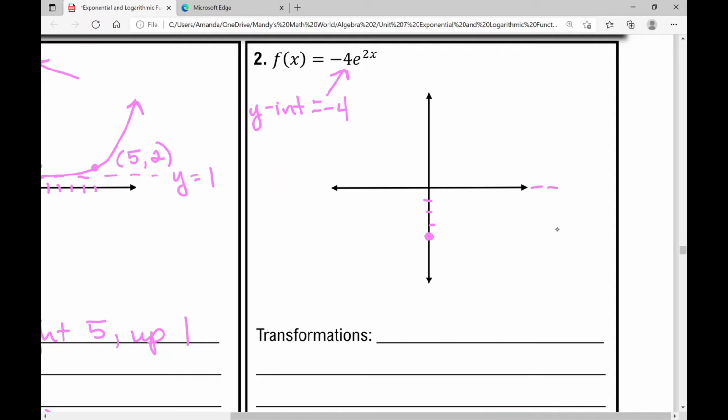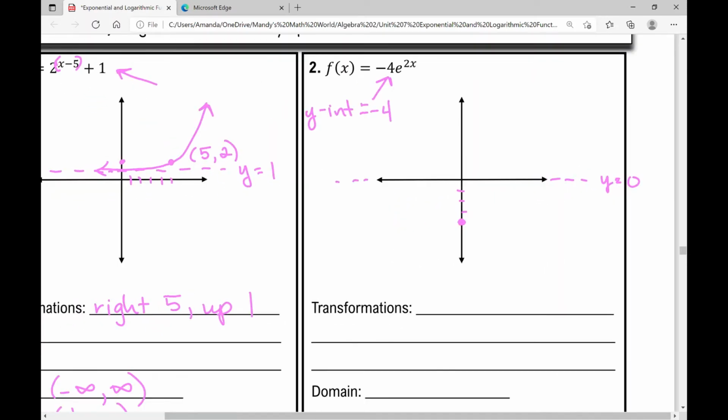We haven't. So the asymptote is still going to be at y equals 0 because we're not shifting this at all up or down. So our y-intercept is at negative 4. How would we describe that when we're writing our transformation? So the negative out in front is going to reflect across the x-axis. So that entire function flips upside down vertically. It flips across the x-axis. And we would call that 4 a vertical stretch by a factor of 4.